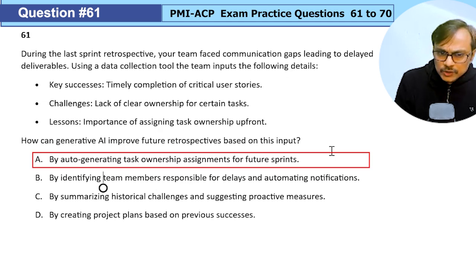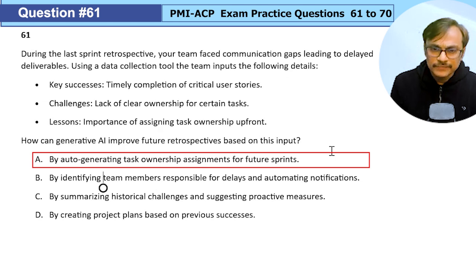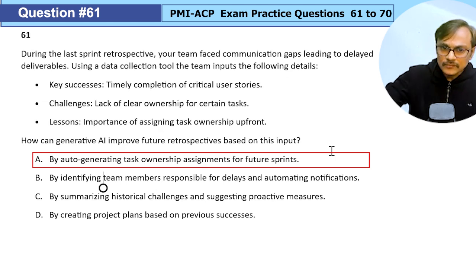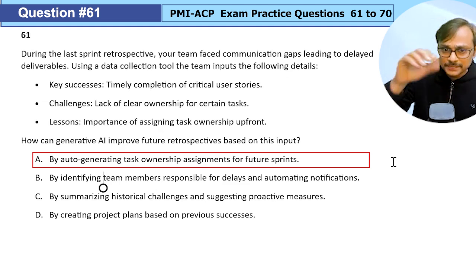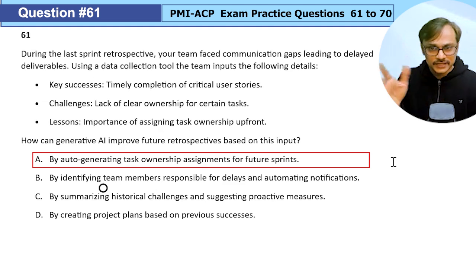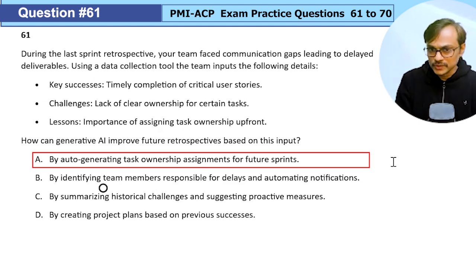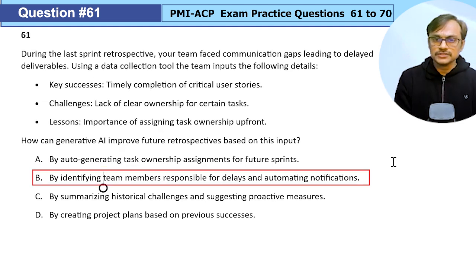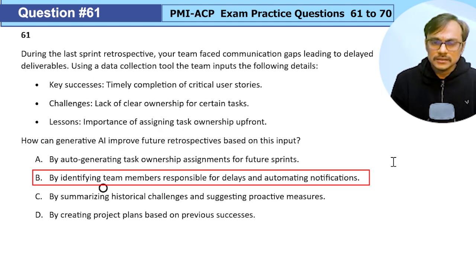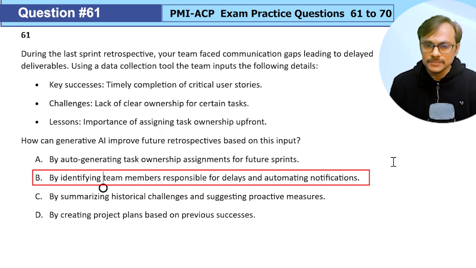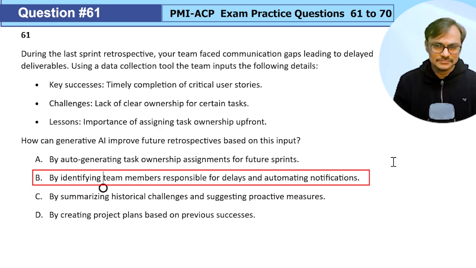Option A, by auto-generating task ownership assignment for future sprints. You don't want to give control to AI to assign ownership. Though the retrospective was talking about that, yes, there was an issue of ownership, but the AI engine cannot handle it, or generative AI should not be doing that particular job. So I can ignore that. Option B, by identifying team members responsible for delay and automating notification. You can definitely do some kind of data analysis, but identifying members responsible for delay and sending them notification is a little more than generative AI should do.